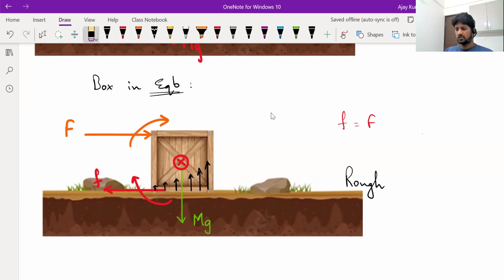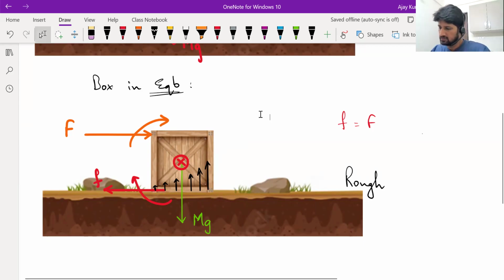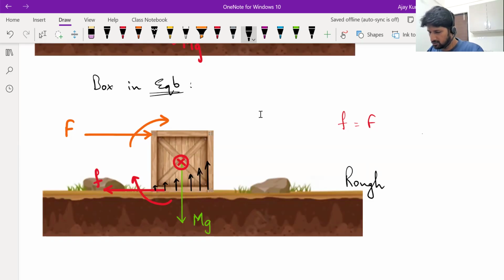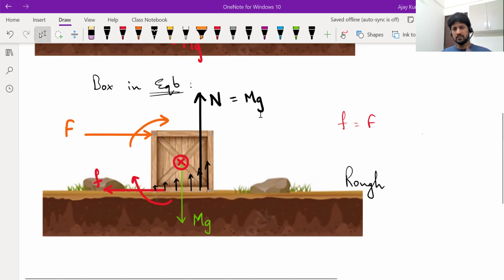So the small vectors create clockwise torque. The stronger vectors create anti-clockwise torque, and that will dominate. Therefore, the net torque due to normal force here should be anti-clockwise. And for that to happen, normal cannot act through the center. It will be somewhat like this. N is still equal to mg, because for vertical equilibrium, something should balance its weight. Normal force is the only thing which can balance its weight. So N is still equal to mg, but its line of action is not through the center.